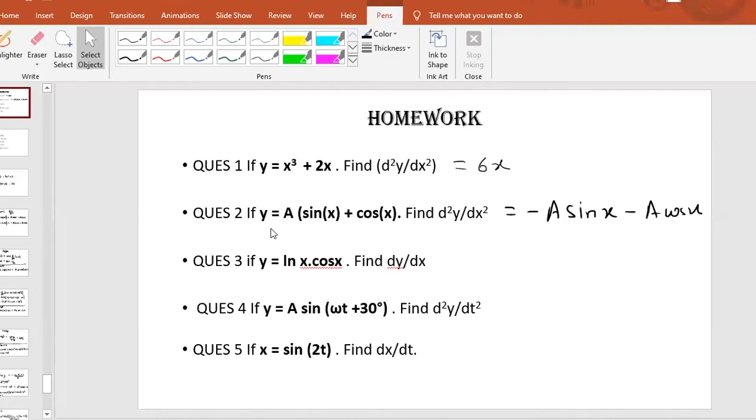Second problem is also the same. Here one more bracket should be there, like this. A sin x plus cos x. Then the answer would be minus a sin x minus a cos x.